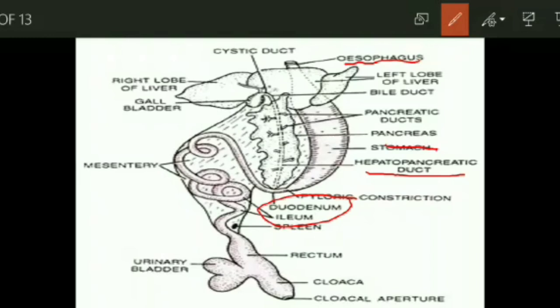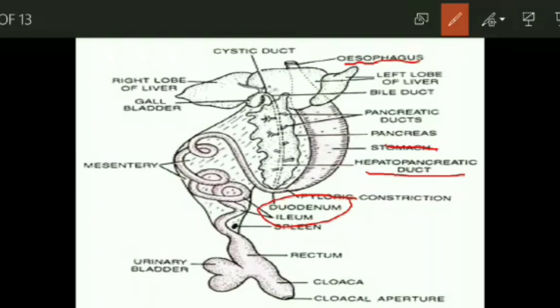Then you see this entire part is ileum. Ileum is after duodenum. It is a highly coiled part and it is the longest part of alimentary canal, and that is why it is coiled. Let me tell you, its surface has longitudinal folds in it. Okay, so duodenum and ileum, these are two parts of small intestine.